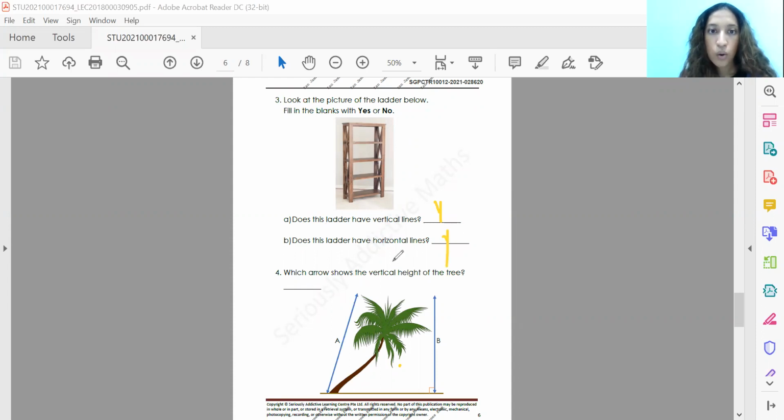So yes. Which arrow shows the vertical height of the tree? Is it A or is it B? If it's vertical, it has to be perpendicular to the level ground. Perpendicular lines form a right angle over here. So B it is. A does not form a right angle, so it's not perpendicular to the level ground.